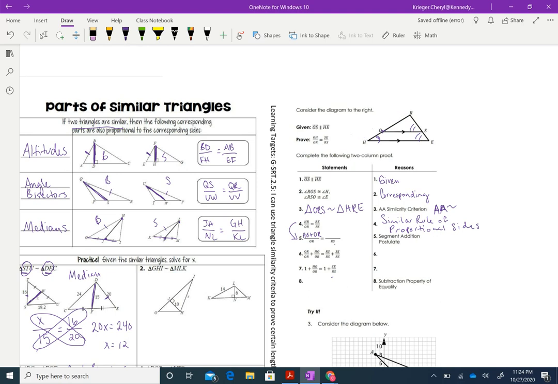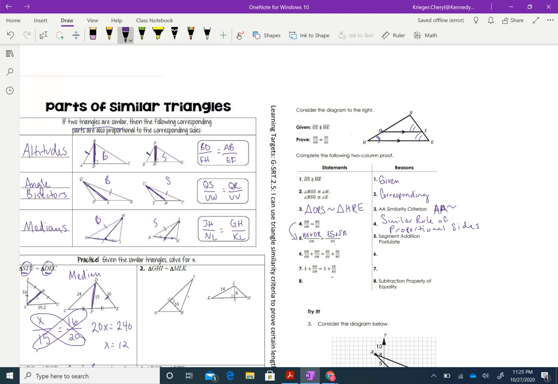So instead of RE, I'll say ES plus SR over RS. Okay, so the two smaller put together equals the longer. All right, and that is the segment addition postulate. So I think we satisfied that pretty well.